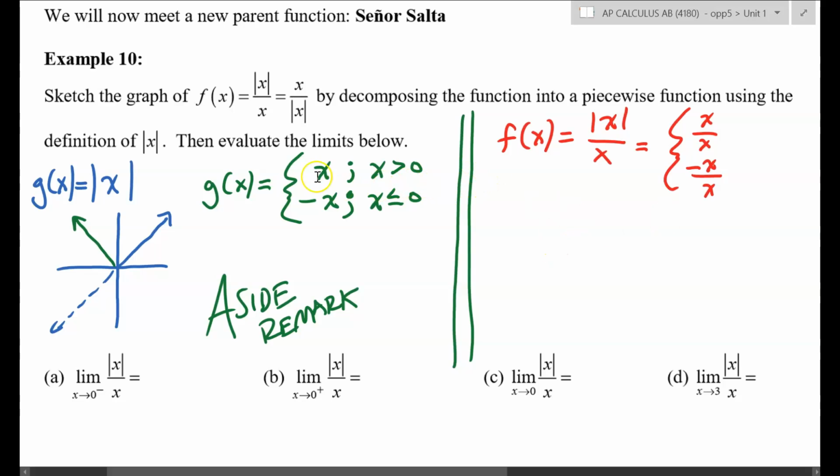What did I just do, guys? I took this and put an x on the bottom. I took this and put an x on the bottom because that's what it had me do, right? Now, what is this first rule? This first rule is when x is greater than 0. And what's the second rule? When x is less than or equal to 0.